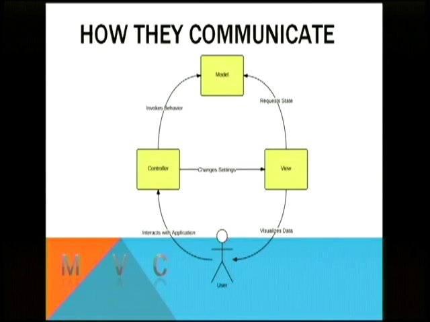That's not too bad. So the user, at the very bottom, interacts with the application through the controller. Depending on what they did, the controller either invokes some behavior on the model or it changes settings in the view. If you've got a first-person shooter, maybe it's changing the depth of the view or the field of view. And then the view, whenever it needs to, requests the state from the model and then visualizes the data in a way that is meaningful to the user so that they can use that to make decisions about what else they want to do with the controller.